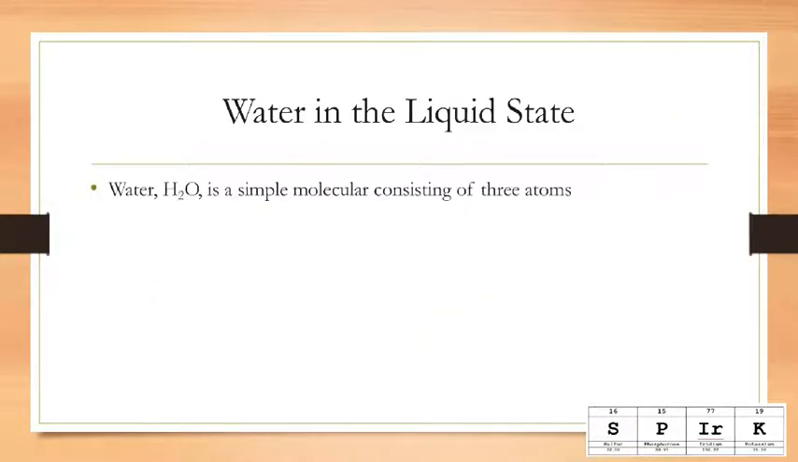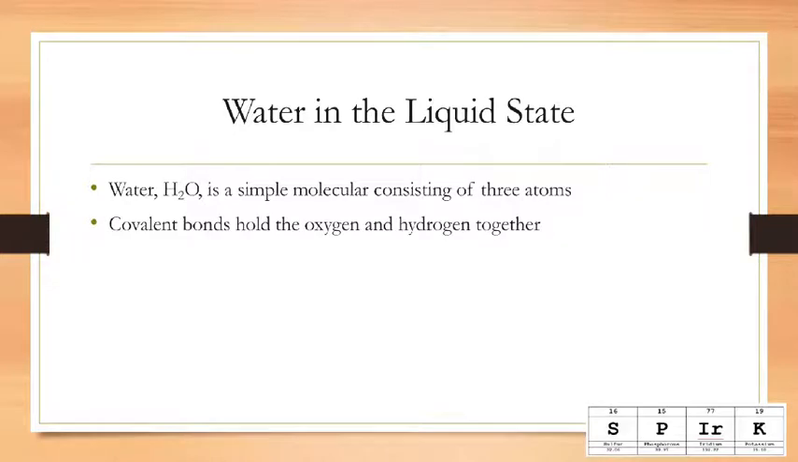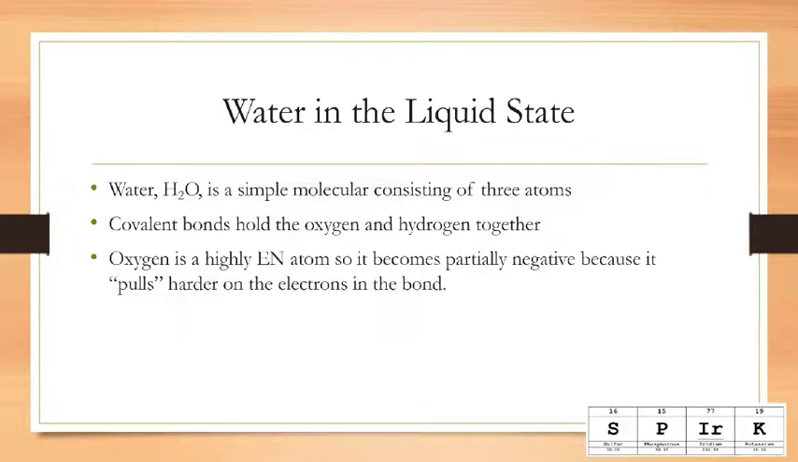So we're going to look at water in the liquid state. Water, or H2O, is a simple molecule consisting of three atoms. Covalent bonds hold the oxygen and hydrogen together, and oxygen is a highly electronegative atom, so it becomes partially negative because it pulls harder on the electrons in the bond. These are all things we've talked about before. Thus, the OH bond is highly polar.